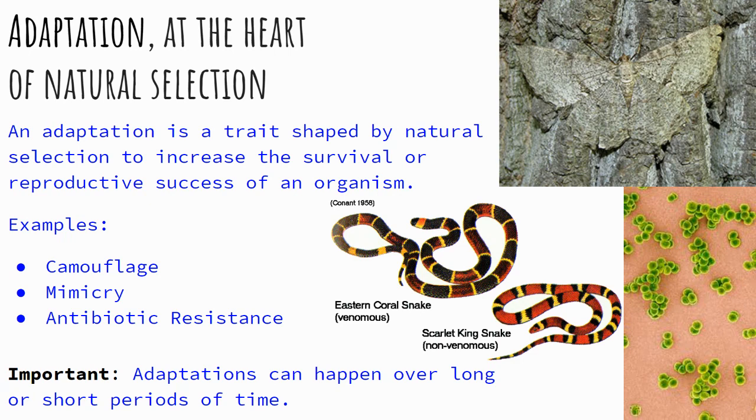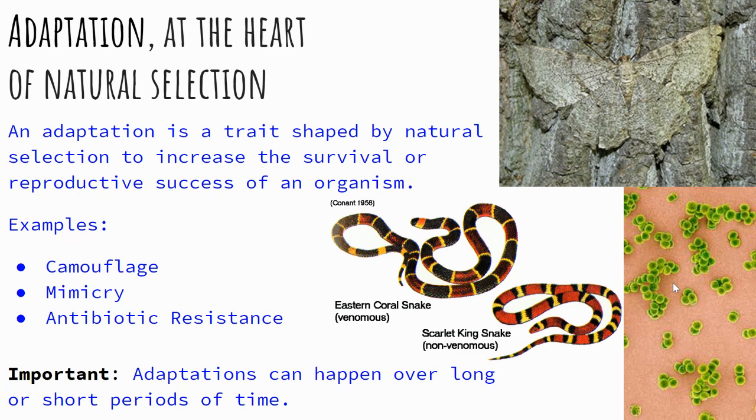So, for example, you can see in this top corner is a moth, and that moth is showing the trait of camouflage. You can barely see it, but it is a moth against tree bark. It's camouflaged. Here is mimicry. Those are some snakes, and one of them is venomous, the eastern coral snake, and one of them is not, the king snake. But because the king snake looks like the coral snake, it's not going to get eaten because other organisms might think that it's dangerous or venomous.